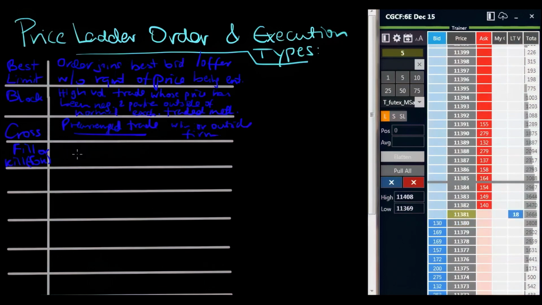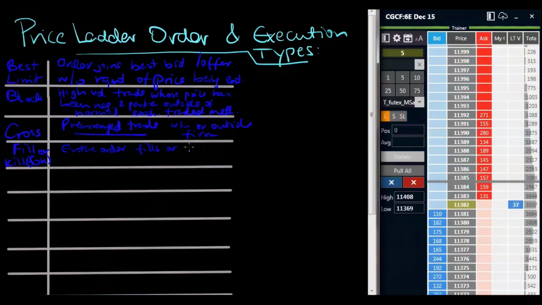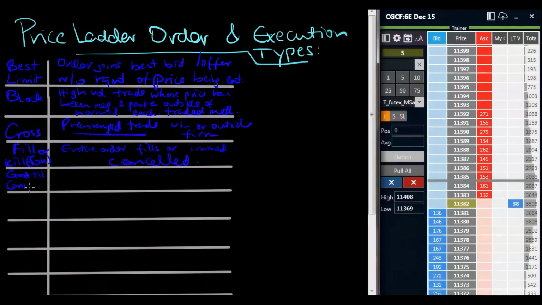So fill or kill, as we said, the entire order fills or it's immediately canceled. That's an interesting type of order type. And the next one we're going to look at is the good till canceled. And that is a GTC order.